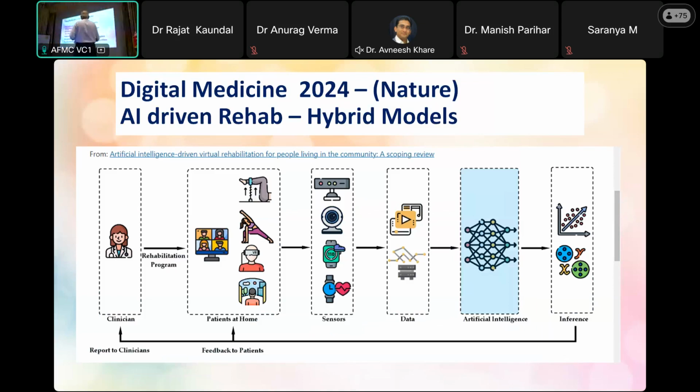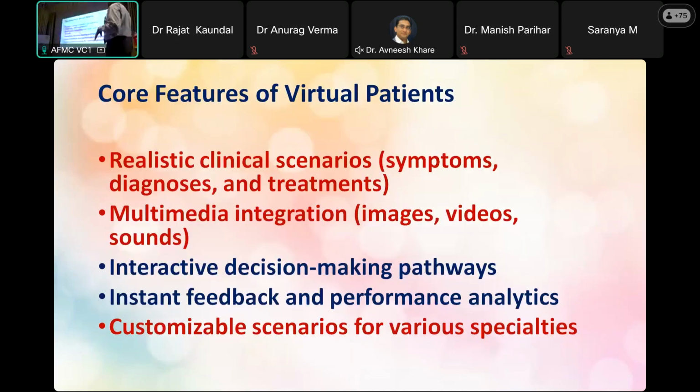So there are core features of virtual patients: realistic clinical scenarios, where you can really get the best classical cases and real situations; multimedia integration; interactive decision-making pathways; instant feedback and performance analytics. I think this is the most important aspect of all this digitization, along with customized scenarios for various specialties.